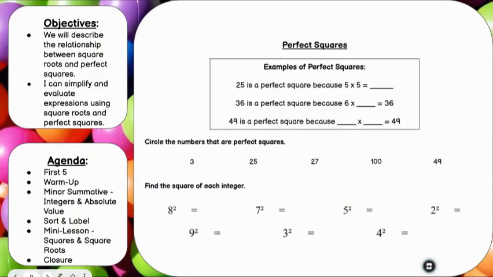Remember a perfect square, we talked about, is when a number can be expressed as the product of two equal integers. So looking at 25, 25 is a perfect square because 5 times 5 gives us 25. The next one, 36, is a perfect square because 6 times 6 gives us 36. And then 49 is also a perfect square because 7 times 7 would give us 49.